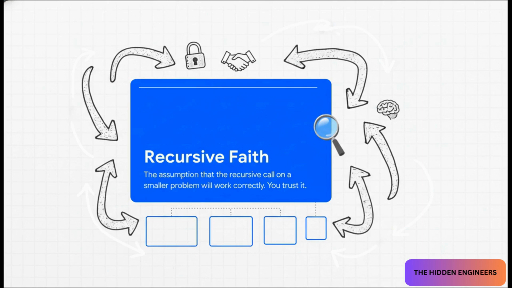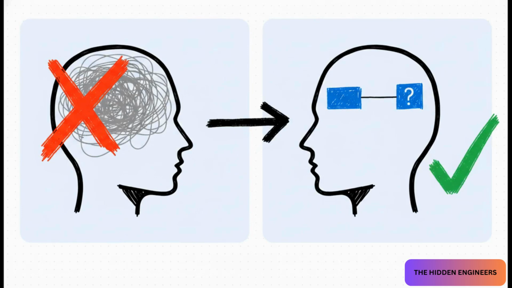What is it? It's the art of just trusting. You assume that your function will magically work for a smaller version of the problem, and you don't worry about how. This means you have to actively change how you approach these problems. You have to stop trying to trace the whole thing in your head. Print3 calls print2 calls print1. That'll just give you a headache.